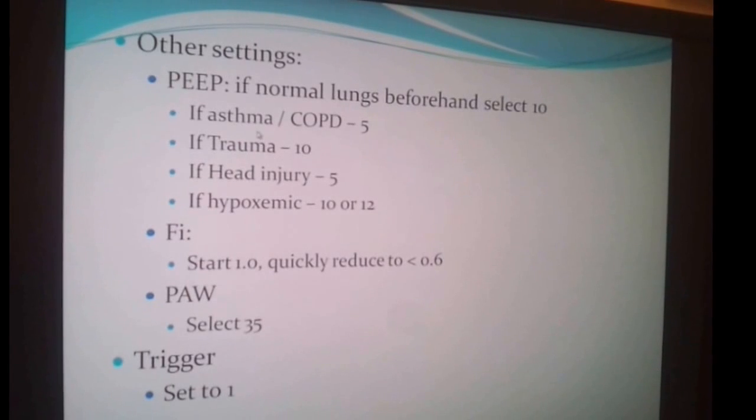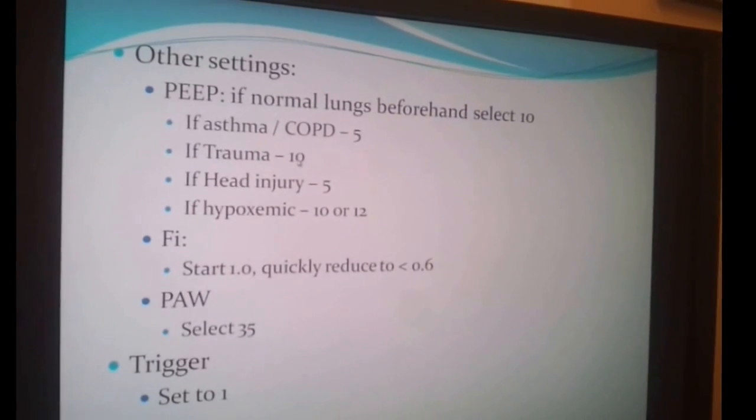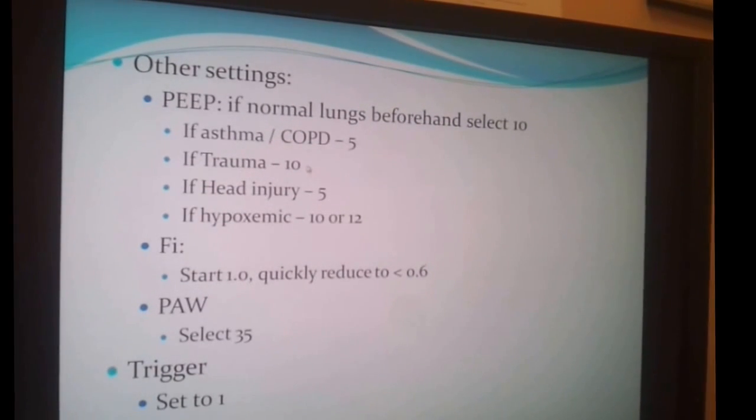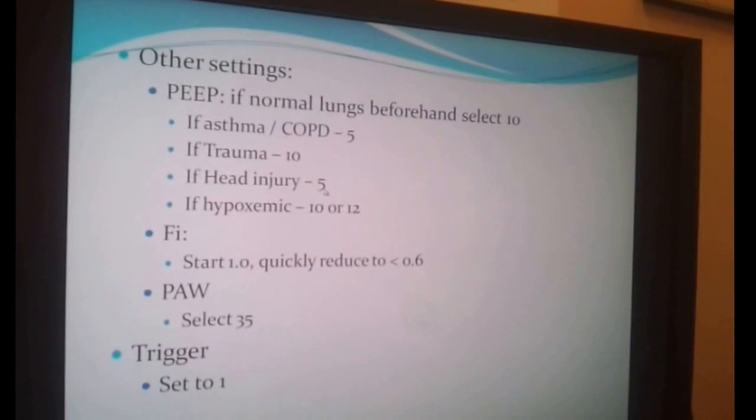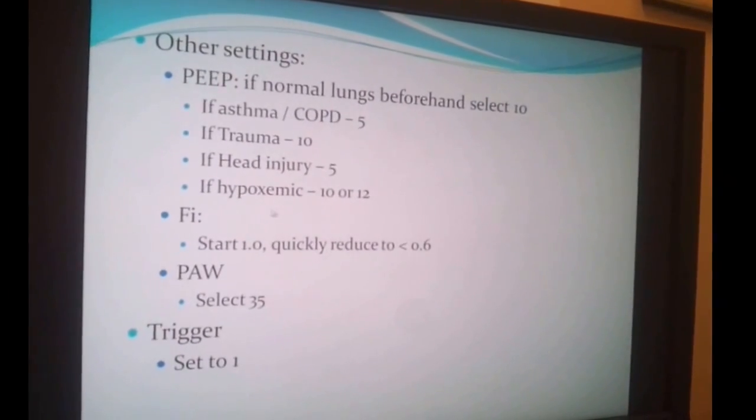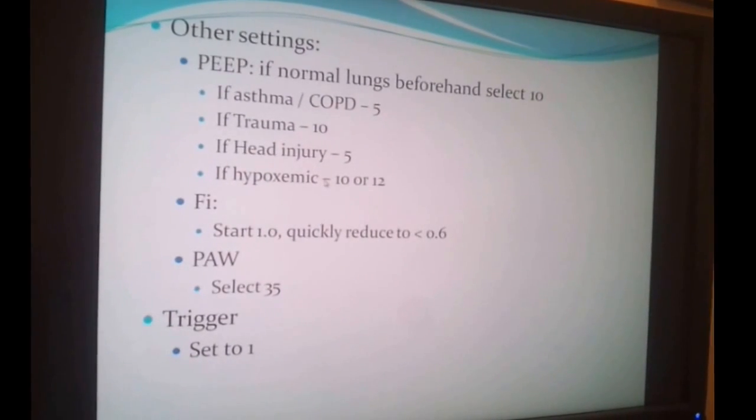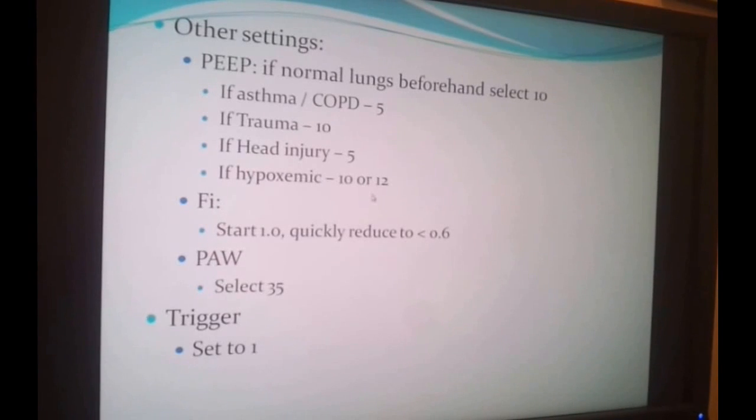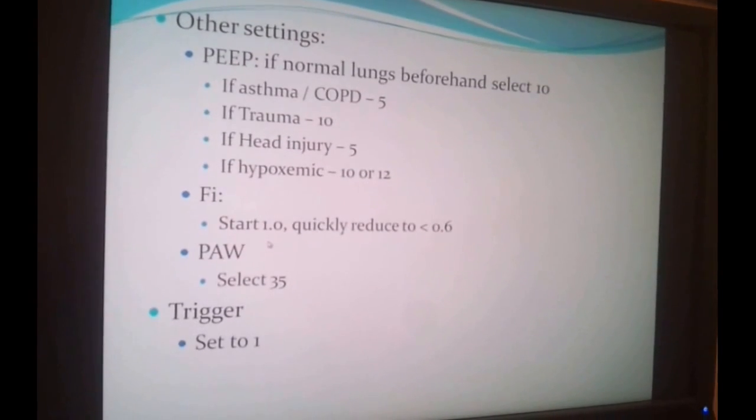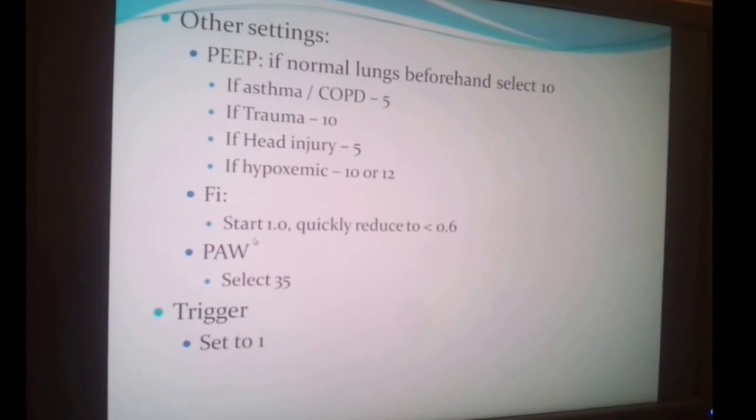If the patient has no head injury, you can give them a PEEP of 10 to protect the lungs from collapsing, especially if they've got traumatic lung injury. If they've got head injury, give them low PEEP because higher PEEP will raise ICP. If they are hypoxemic for any reason, for example pneumonia, ARDS, medical reasons largely, give them a higher PEEP, 10 or 12 at least.